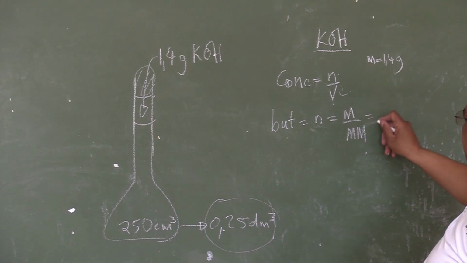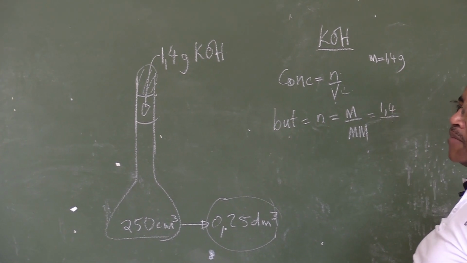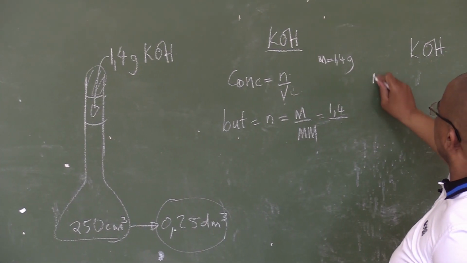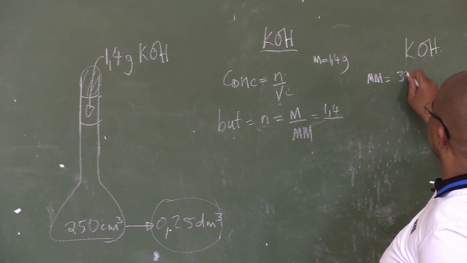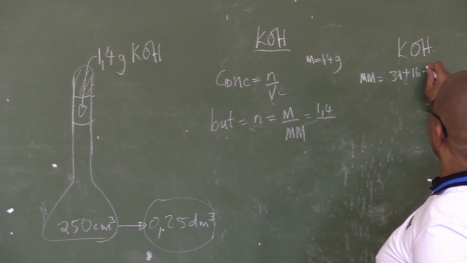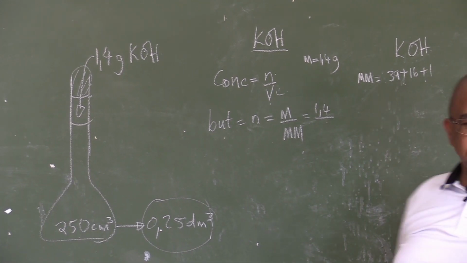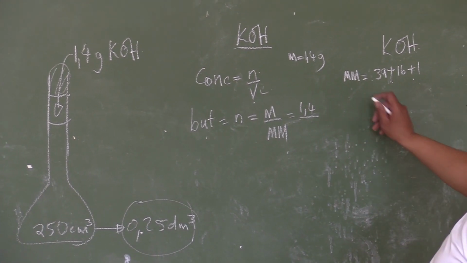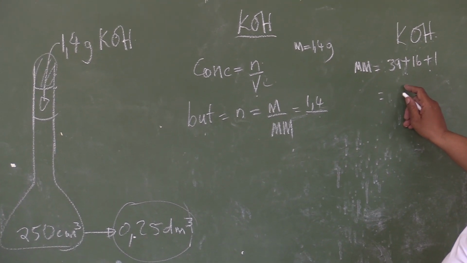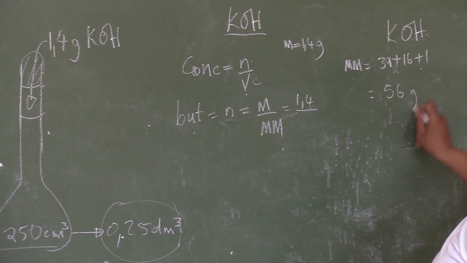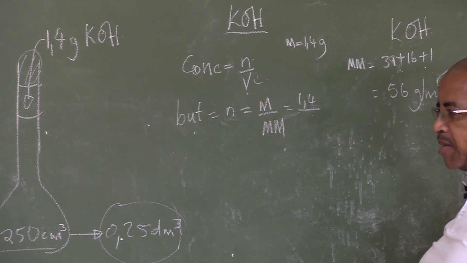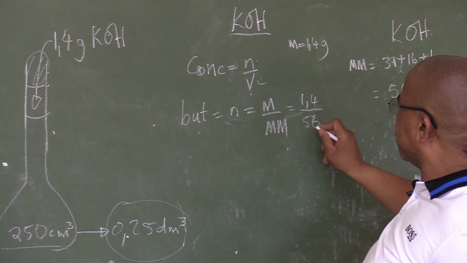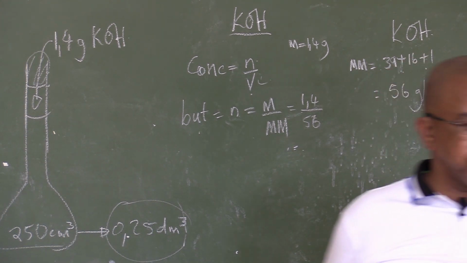So our mass will be 1.4 over the molar mass of potassium hydroxide. We can get the molar mass there. Potassium we know is 39, oxygen is 16, hydrogen is 1, which is something like 56 grams per mole. So the molar mass is 56 grams per mole. So what is the number of moles?